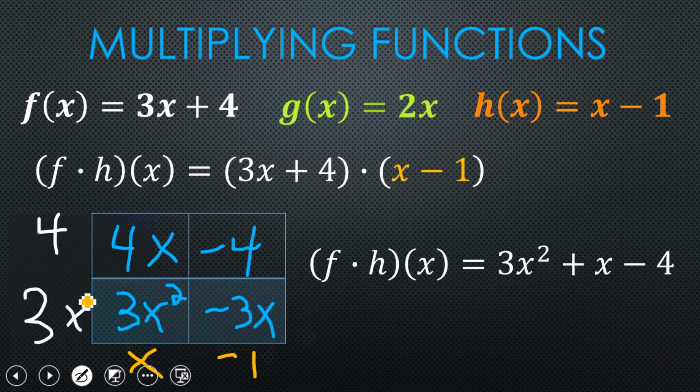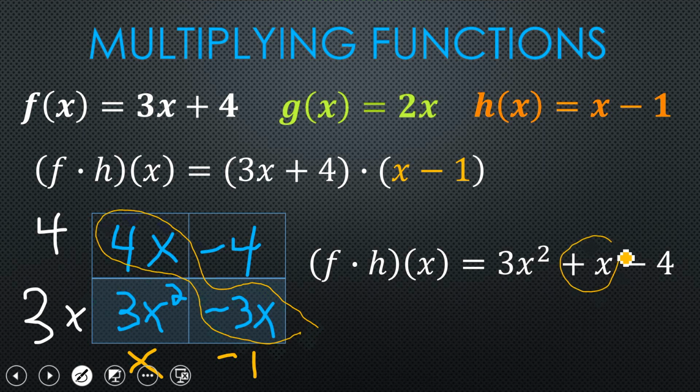So our final answer here, if we combine like terms, and what I mean by like terms, sometimes we'll have some like terms here. When I combine those two together, I get x. So f dot h, or f times h, is 3x squared plus x minus 4.